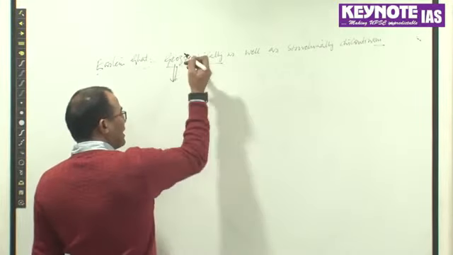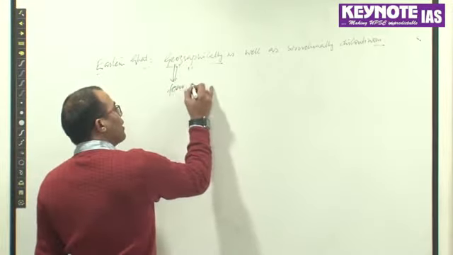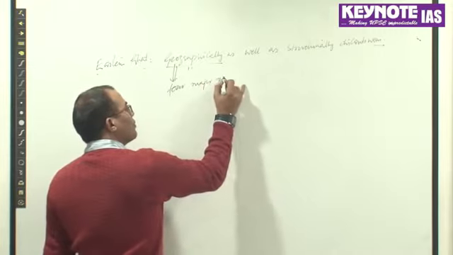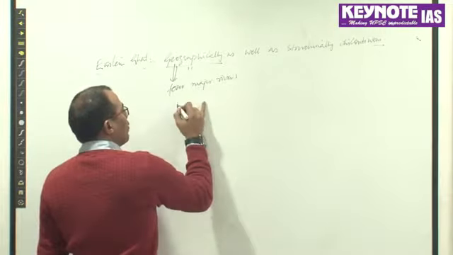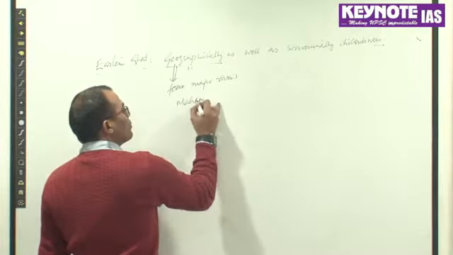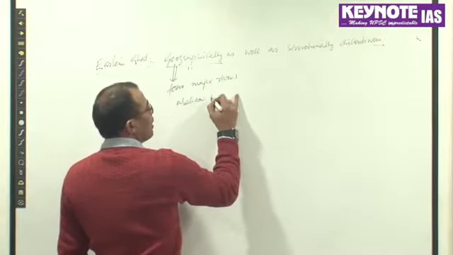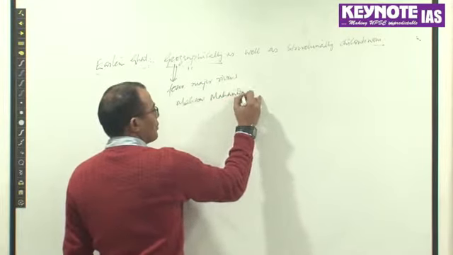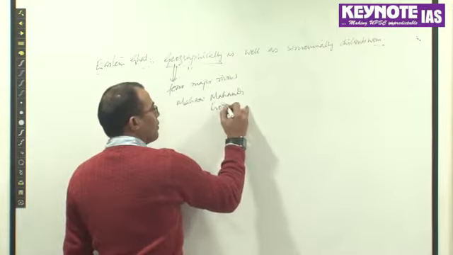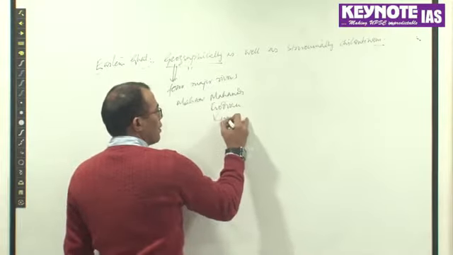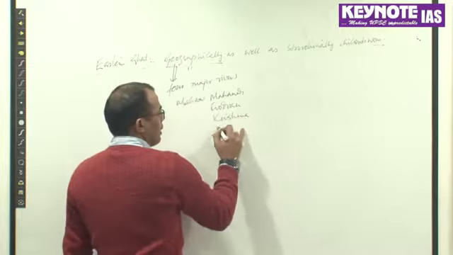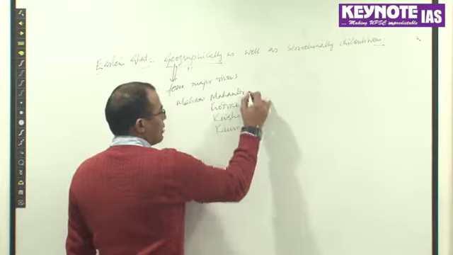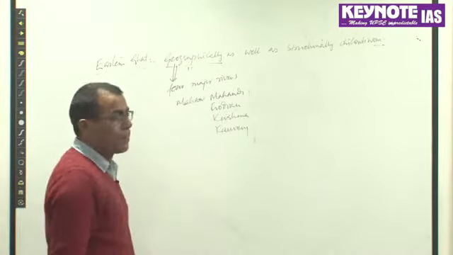Geographical discontinuity is associated with 4 major rivers: Mahanadi, Godavari, Krishna and Kaveri, apart from several smaller rivers.